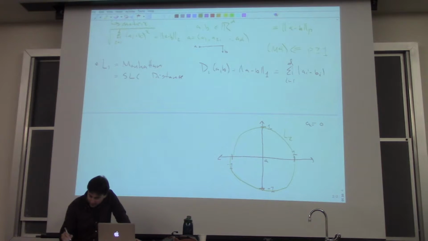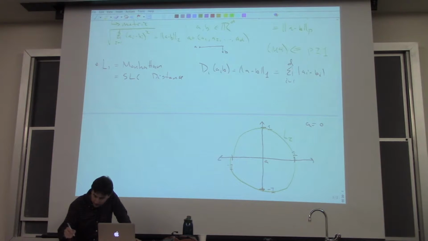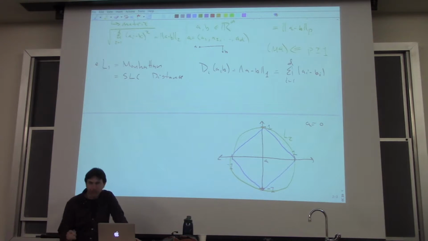So it's going to look like this. It's going to be a diamond or a rotated square. So it's a square if you kind of turn your head a little bit.